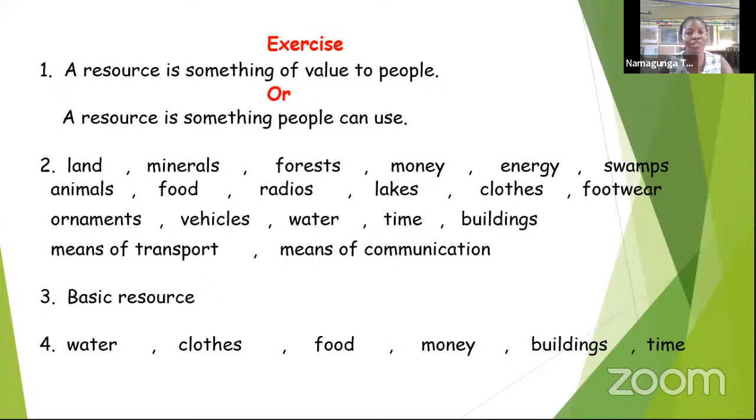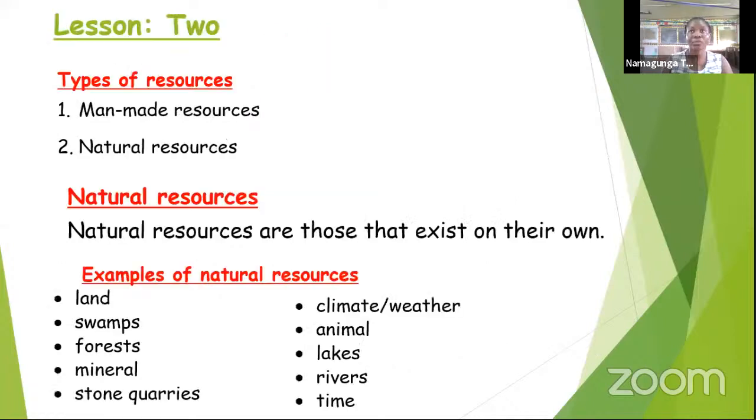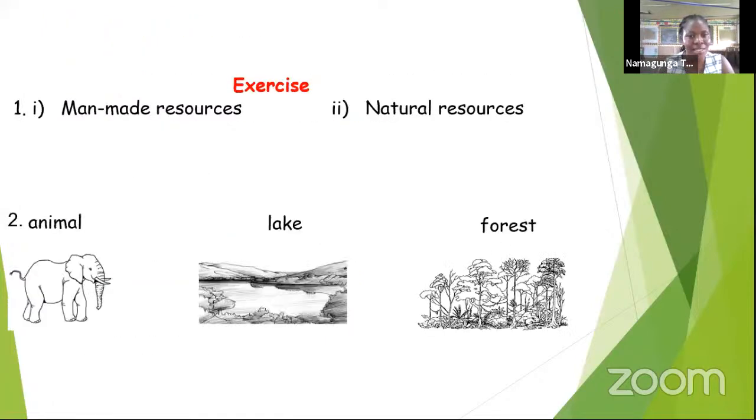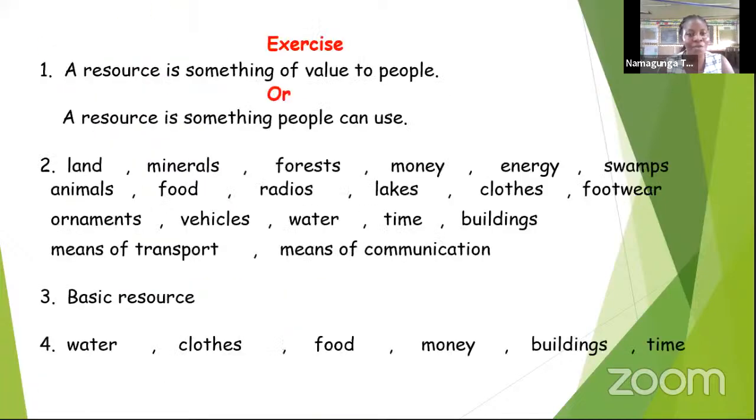Number 1 is saying a resource is something of value to people. Someone might have written that, or you can also write a resource is something people can use. So when we go to number 2, number 2 is saying give 4 examples of resources. I've listed for you a number of resources. We have land, minerals, forest, money, energy, animals, food, radio, lakes, clothes, footwear, ornaments, and others. So you look at what you wrote and you look at what I've displayed for you on your screen.